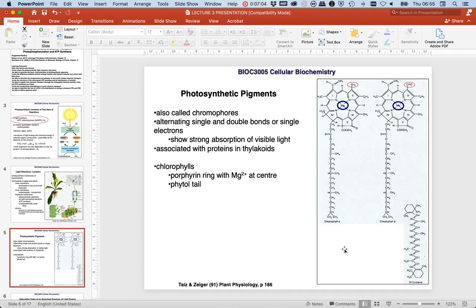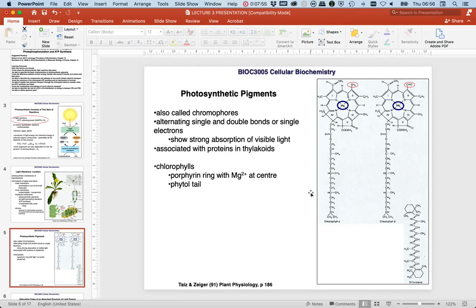So with respect to photosynthetic pigments, a word that you might not have heard or used too often is chromophores. Either word works, photosynthetic pigment as a phrase or chromophores. And remember, these are molecules that have alternating single and double bonds or single electrons. And they strongly absorb visible light, which is of course what plants are being bombarded with. So something to remember about the chromophores is that they're always associated with proteins. They're not just there in a fluid environment in the chloroplast, but instead they're associated with particular proteins, and they're organized in particular ways in the thylakoid membrane to optimize light harvesting.